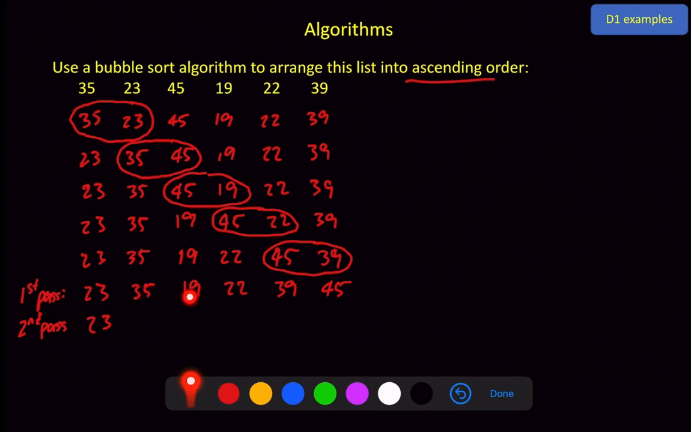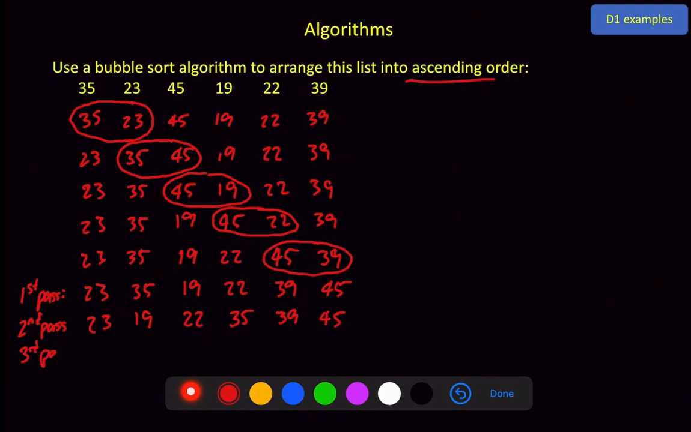So I compare these two. That will swap, so 19 is now in this position, and 35 has kind of bubbled along. Then 35 will be here, compare it with the 22, that will swap as well. So 22 is here, 35 continues its little bouncy bubble. 35 with 39, that won't swap, so 35 stops here. That stays how it is. Now we did have some swaps in that pass, so I can't stop yet. I need to make a third pass.